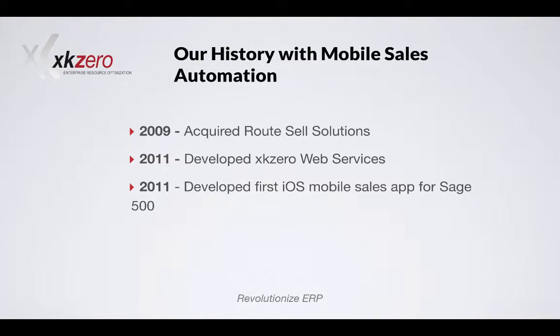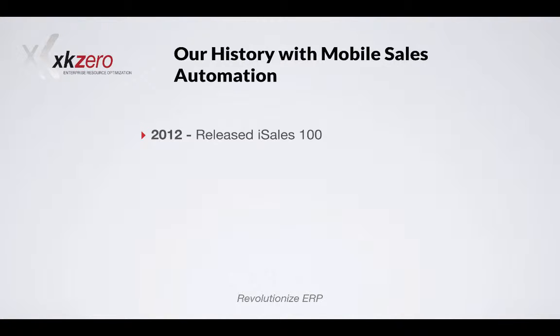And then in 2011, we developed our first iOS or Apple mobile sales app. That happened to be for Sage 500, but we learned a lot about Apple development, and we learned a lot more about what we wanted to be able to accomplish with mobile sales apps by doing that. And we also discovered that the market was going to be better for us in the Sage 100 market. So we left that initiative behind. But soon thereafter, in 2012, we released iSales 100, and that was the first native Apple solution for a mobile sales app, and that's built to be natively managed within Sage 100.